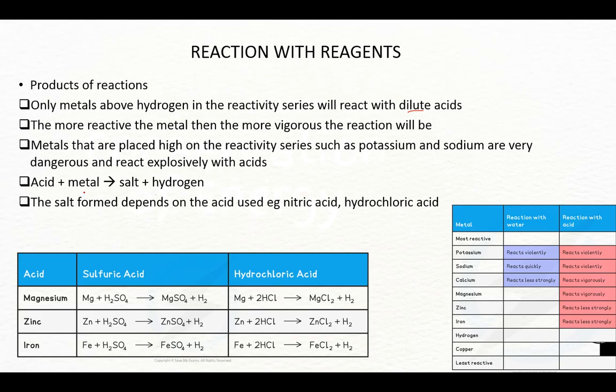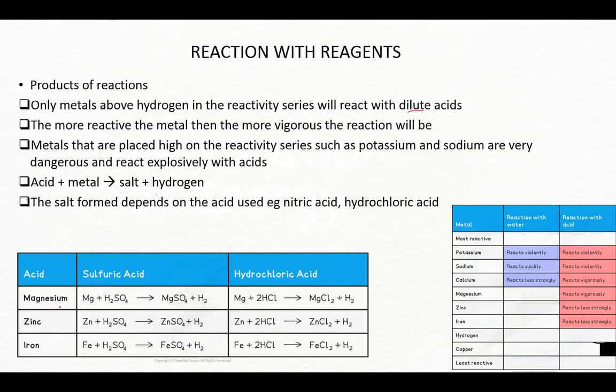So what's the general rule that we have? We'll get acid plus the metal gives us salt plus hydrogen in its gaseous form. And the salt that is formed depends on the acid that is being used, whether it's sulfuric acid, nitric acid, hydrochloric acid, and of course the metal that is being used in this reaction.